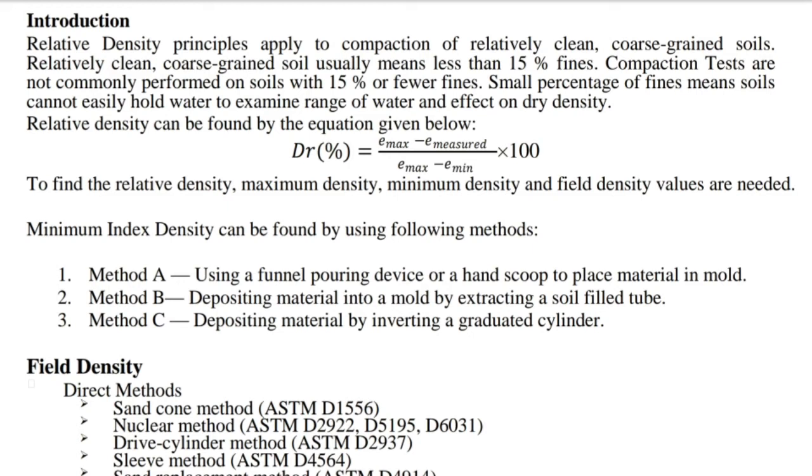To find the relative density, maximum density, minimum density, and field density values are needed. Minimum index density can be found by using the following methods. 1. Method A. Using a funnel pouring device or a hand scoop to place material in the mold. 2. Method B. Depositing material into a mold by extracting a soil-filled tube. 3. Method C. Depositing material by inverting a graduated cylinder.